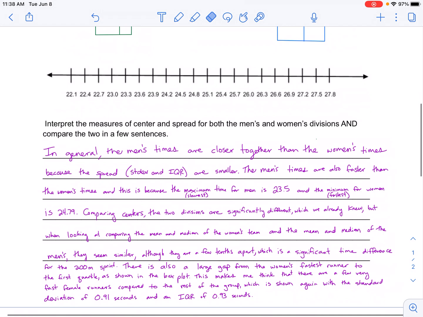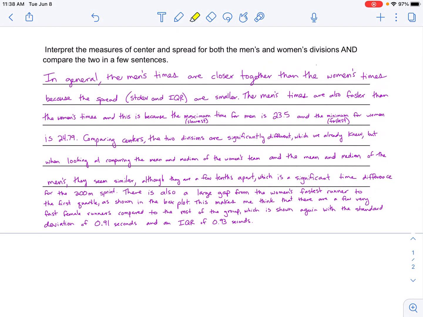So here's what I said. In general, the men's teams are closer together than the women's times because the spread, standard deviation, and IQR are smaller. The men's times are also faster than the women's times, and this is because the maximum time for the men is 23.5, which is the slowest time, and the minimum for women is 24.79, so there's no overlap.